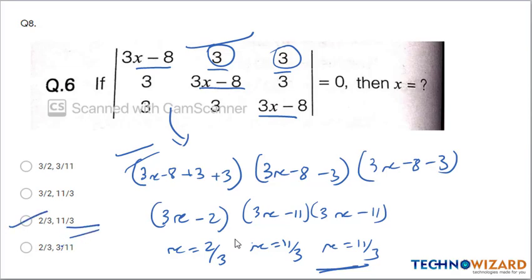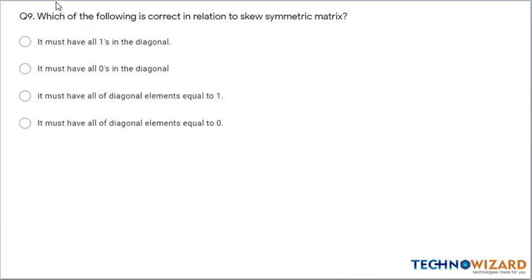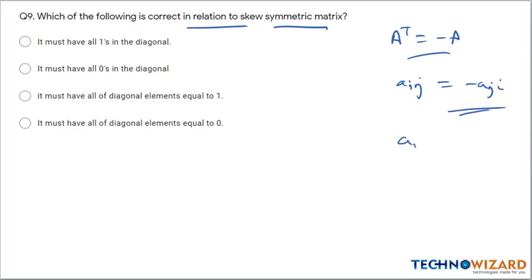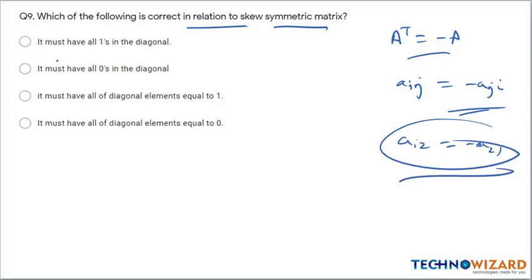Question number 9. Which of the following is correct in relation to skew symmetric matrix? In skew symmetric matrix, we know that the transpose is equal to minus A, that is Aij term is equal to minus Aji. Okay. Like A12 is equal to minus of A21. This we know that for skew symmetric matrix, it must have all zeros in the diagonal. Remember this. Option B.